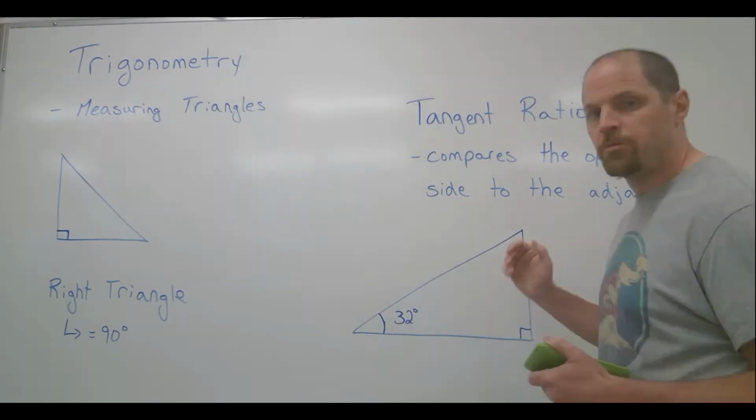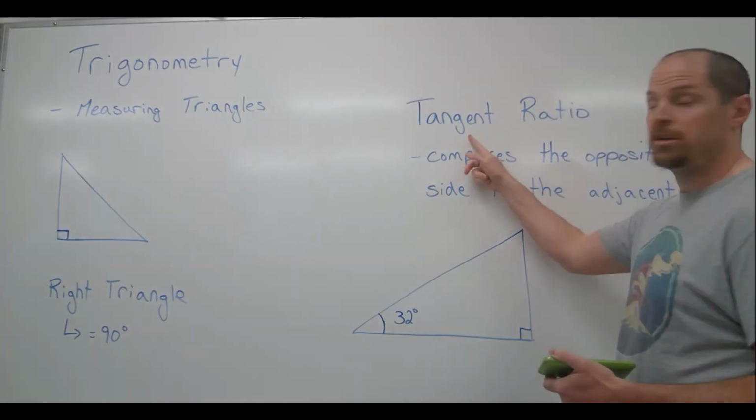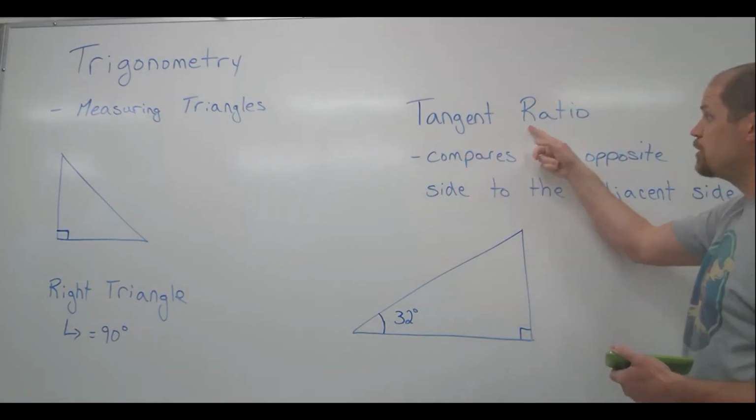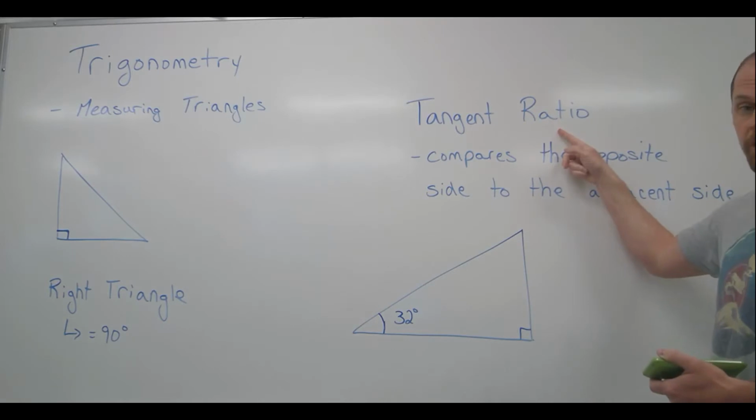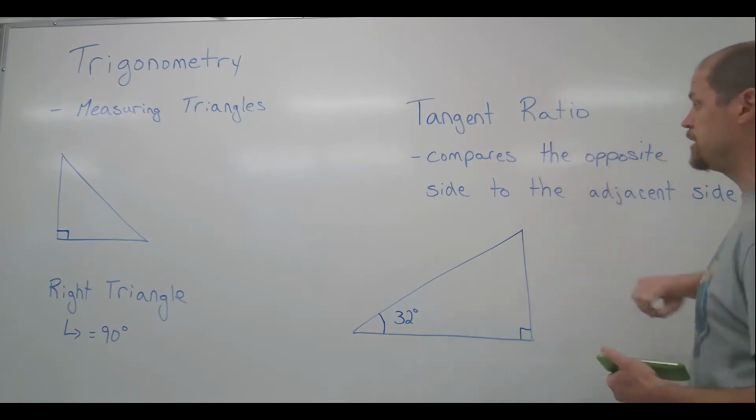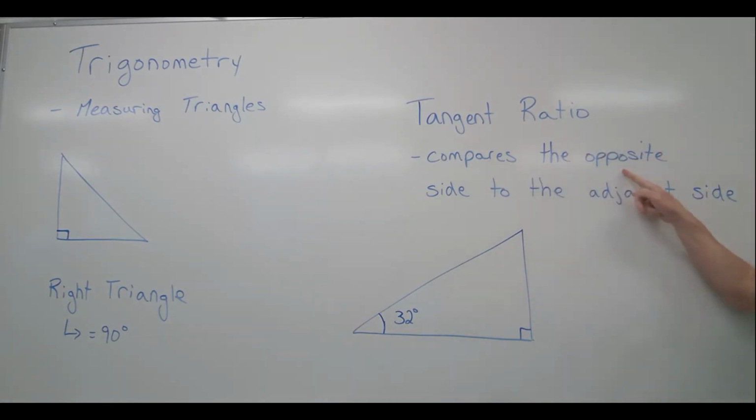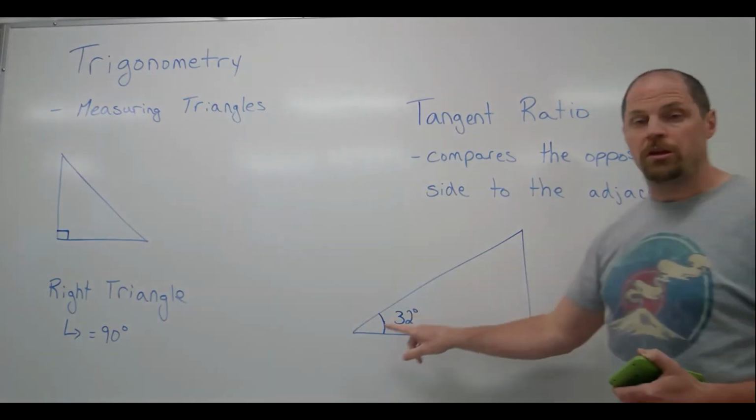The first thing we're going to learn in trigonometry is called the tangent ratio. A ratio is comparing two things. And for this particular ratio, we're going to compare the opposite side to the adjacent side. Now, we haven't learned how to label the sides of our triangle yet, so we're going to learn which sides these are. Before we can do that, we have to start with our chosen angle.